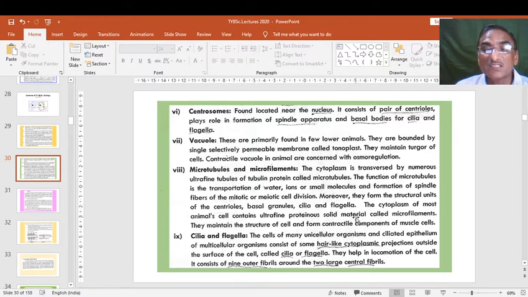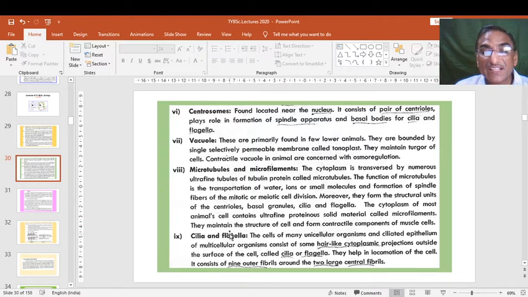The cytoplasm of most of these animal cells contains ultra-fine proteinous solid material, and that ultra-fine proteinous solid material is called microfilaments.